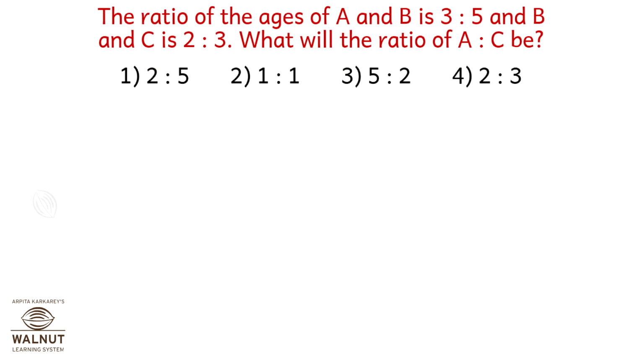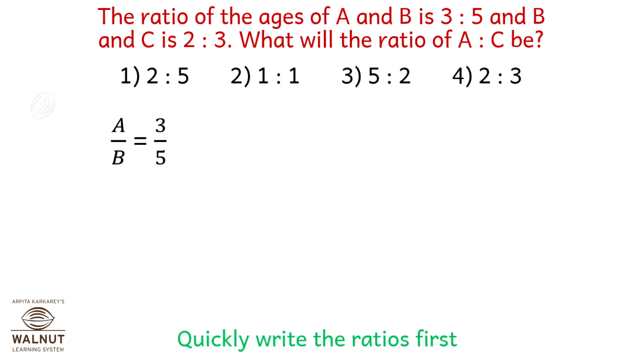The ratio of the ages of A and B is 3:5 and B and C is 2:3. What will be the ratio of A to C? Quickly write the ratios first. A upon B is equal to 3 upon 5. B upon C is 2 upon 3. So A upon C is what?